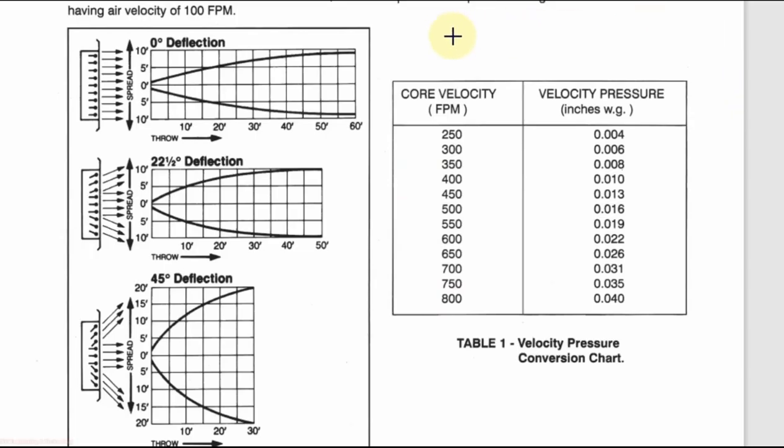You can see in this picture, when we are using a grill at 0 degree deflection, it has the longest throw. When we use 22.5 degree deflection, this throw becomes shorter. And when we use 45 degree deflection, this throw becomes almost half of the grill when we are using it at 0 degree deflection.